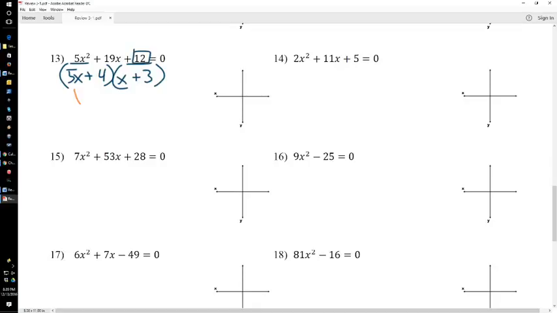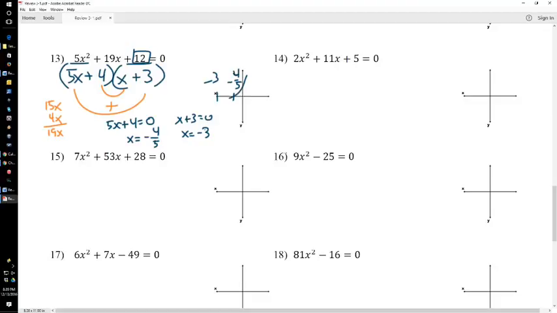All right, and when I do the outside and the inside and add them up, 5x times 3 is 15x, and 4 times x is 4x, and those add up to 19x. Again, this part in orange, you do not have to write; it's the chicken scratch, that's how you make this work. Then from here, I've got 5x plus 4 equals 0. So when I move the 4 and divide by 5, x equals negative 4/5. And then x plus 3 equals 0, so x equals negative 3. So I've got negative 4/5 and negative 3. There it goes.